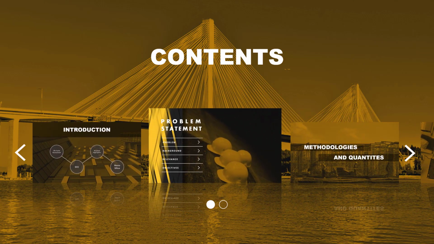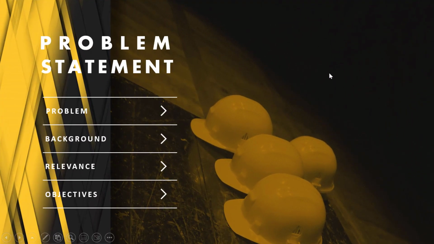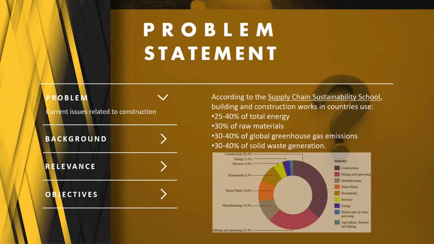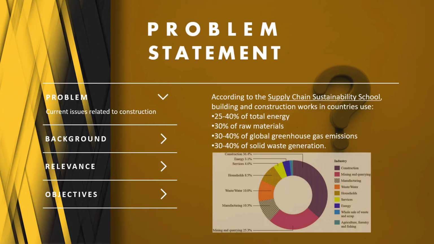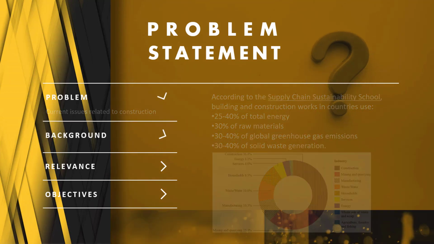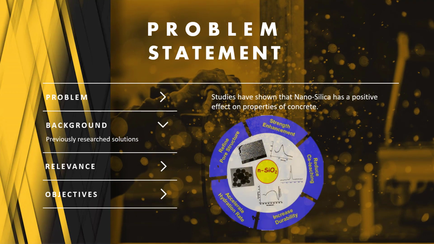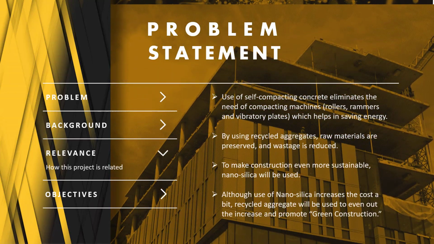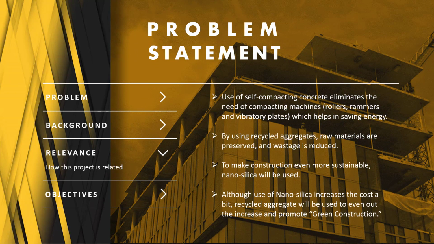Moving on to the problem statement, let's clarify what the real problem is. According to SCSS, the construction industry is the major consumer of total energy and raw materials. Moreover, the greenhouse gas emissions and solid waste generation are up to a massive 40%. To counter this issue, nanoparticles that reduce the carbon dioxide emission are being focused on throughout the world right now. This project uses SCC to save energy used in compaction. It uses RCA to preserve raw materials and reduce waste, and uses NS to increase sustainability and promote green construction.